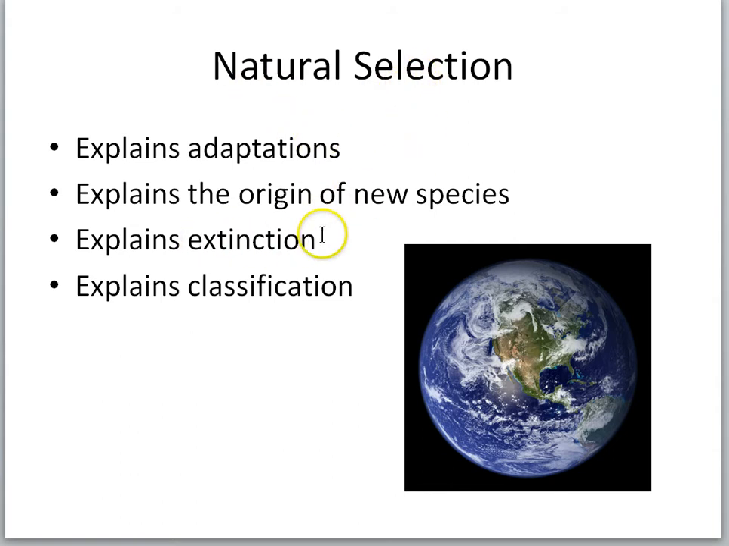What about extinction? Why do species go extinct? Again, we can understand that within the concept of natural selection. And classification. Why do species have that groupishness? Again, natural selection is part of the answer.